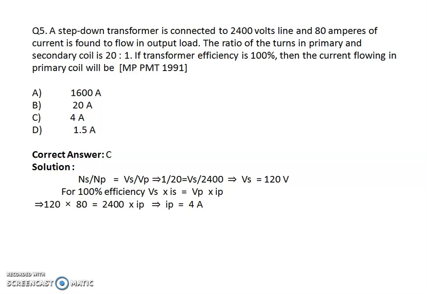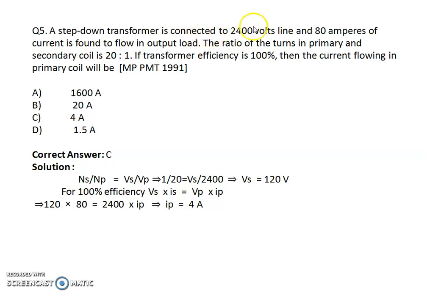Then next question: a step down transformer is connected to a 2400 volts line and 80 amperes of current is found to flow in the output load. The ratio of the turns in primary and secondary coil is 20:1. If the transformer efficiency is 100%, then the current flowing in the primary coil will be. So you again have to find out the current in the primary coil. This is a problem based on a step down transformer.